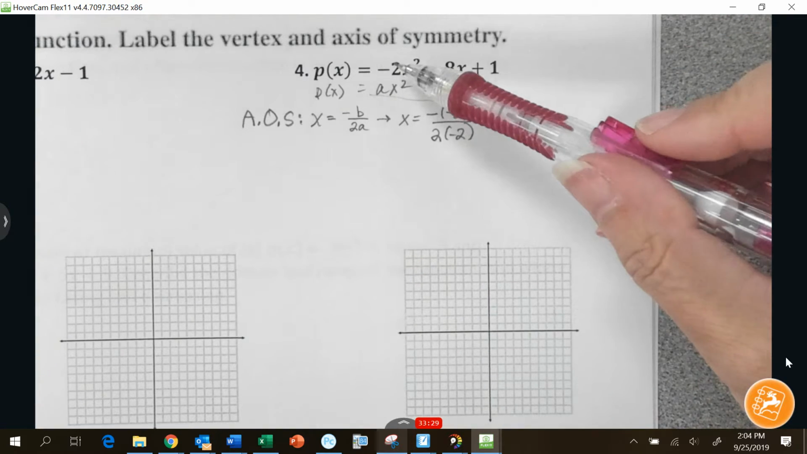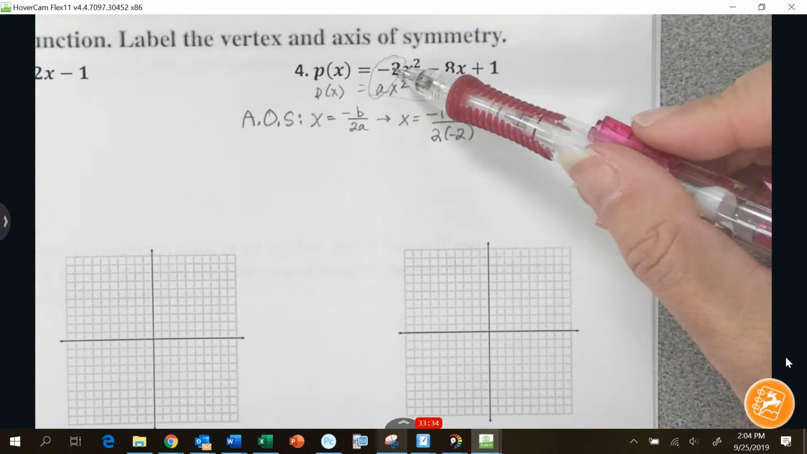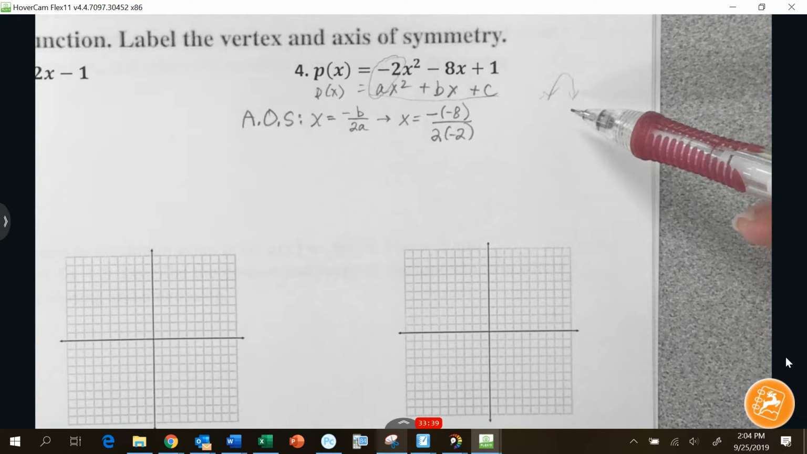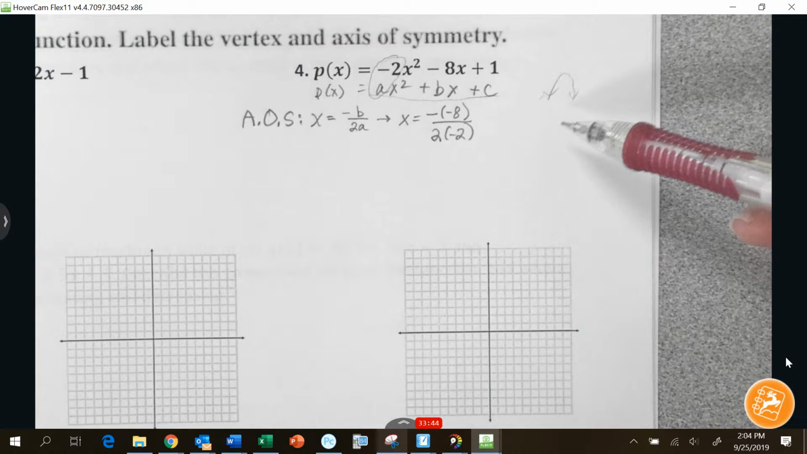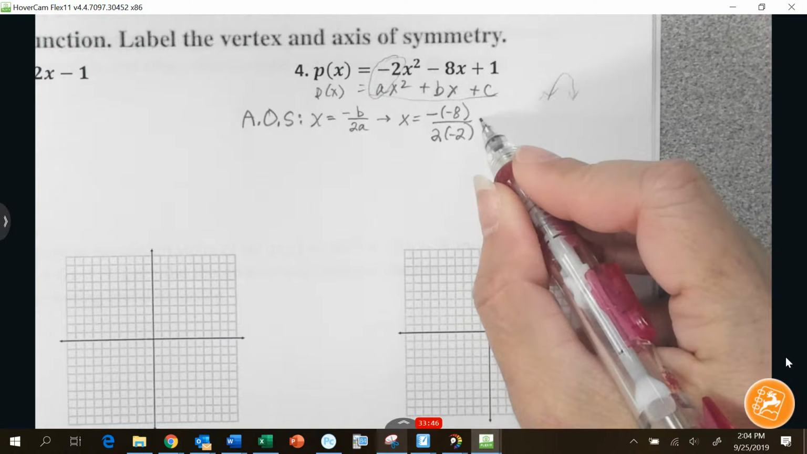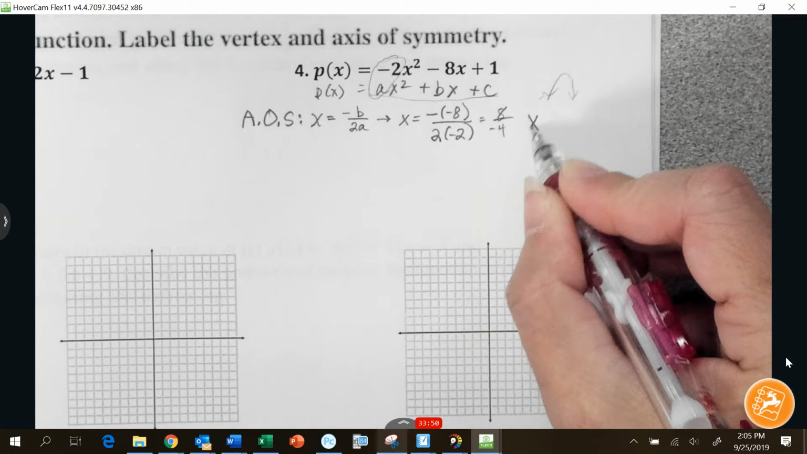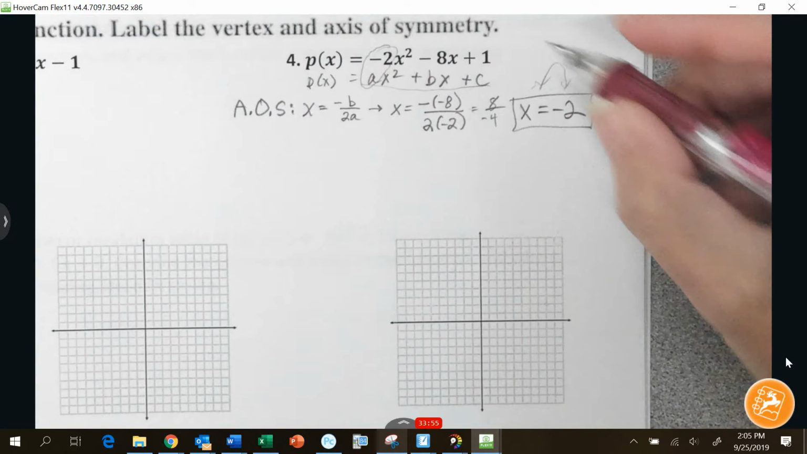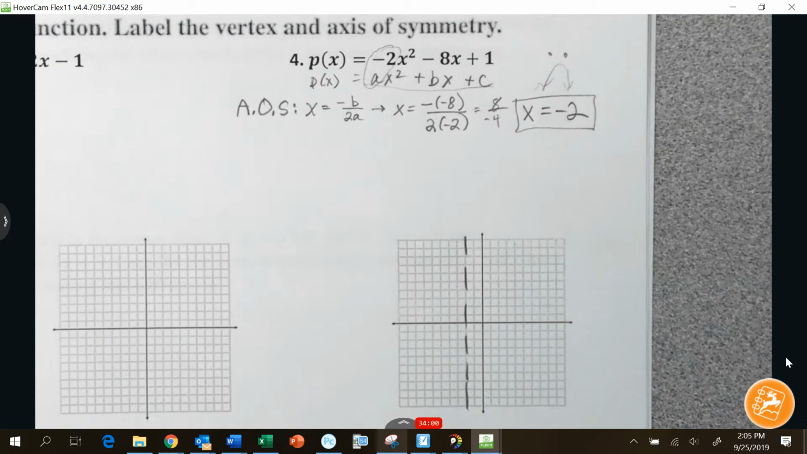Before I graph anything, what does the fact that a being negative tell me? It's going to be facing this way when I'm done. So if it doesn't face that way, I know I've done something wrong. Okay, so now I simplify this. What does that become? 8 over negative 4. So x equals negative 2. That is my axis of symmetry. So I went and graphed at x equals negative 2.